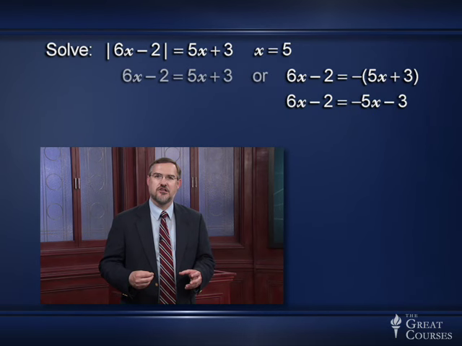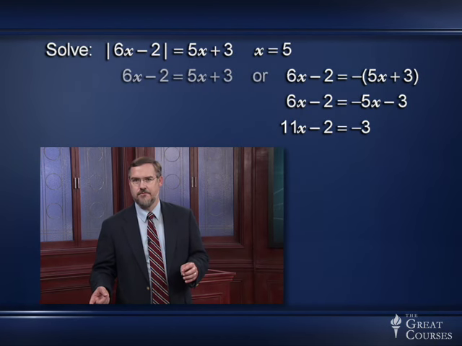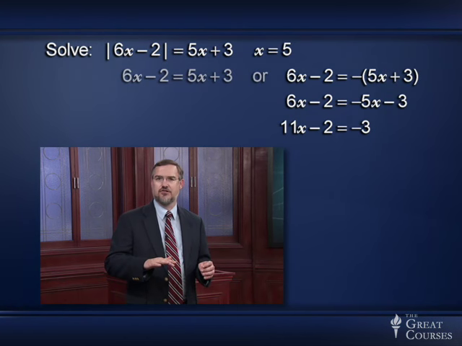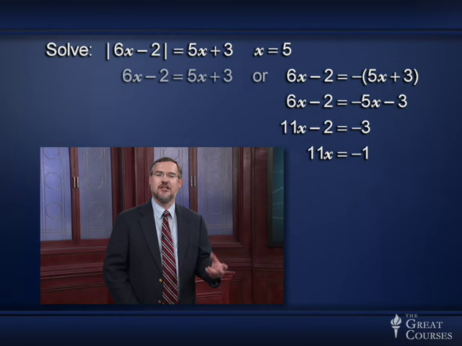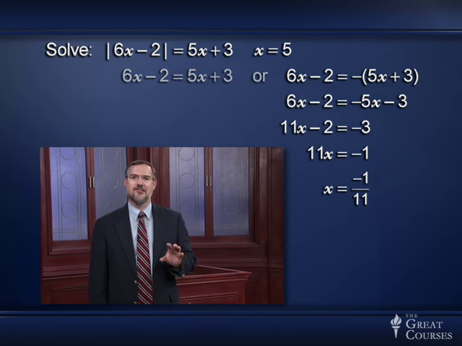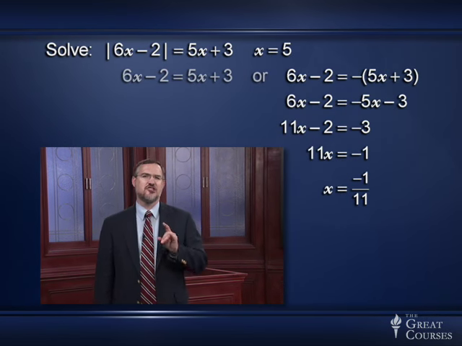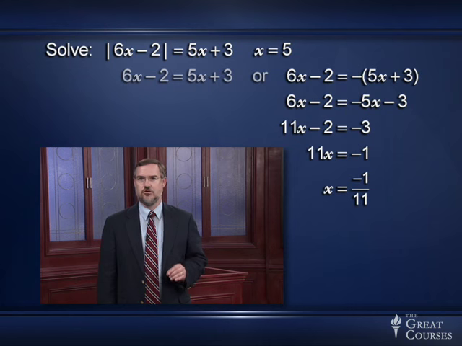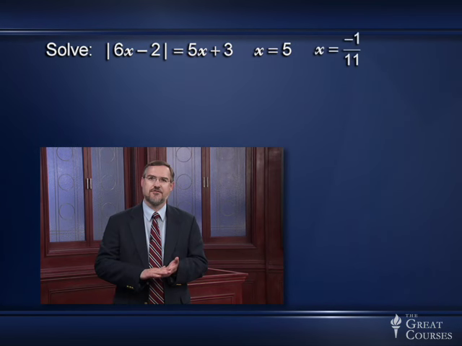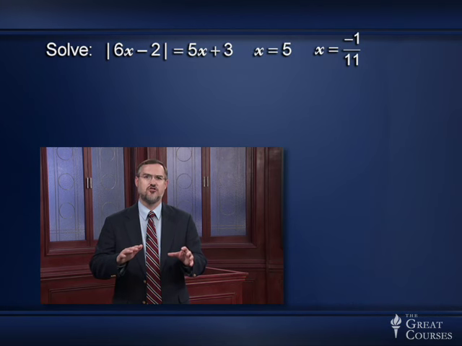Adding 5x to both sides gives me 11x minus 2 equals negative 3. Adding 2 to both sides of that gives me 11x equals negative 1. And if I just divide by 11, I have x equals negative 1 over 11. And that gives me a second possible solution. So I have x equals 5 and x equals negative 1 over 11 as potential solutions.